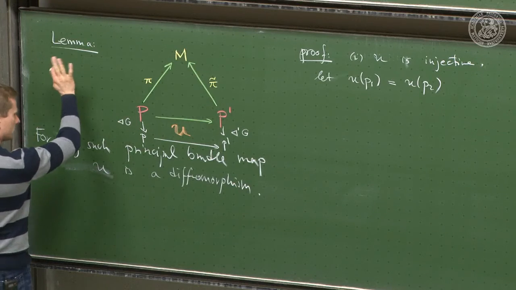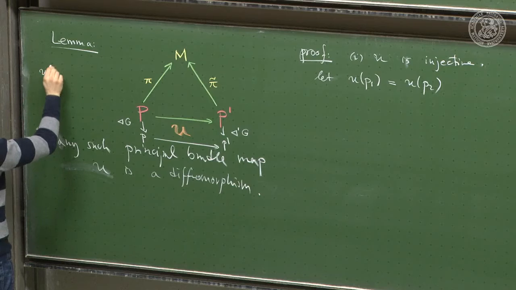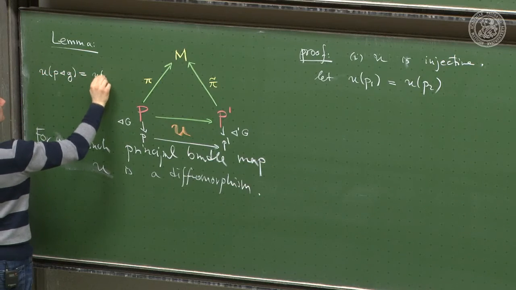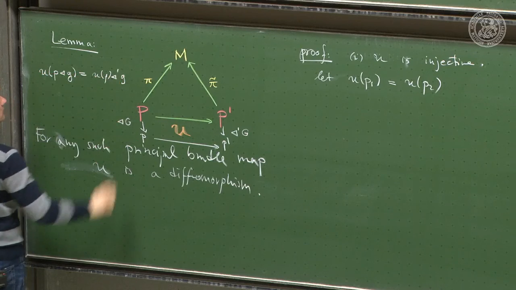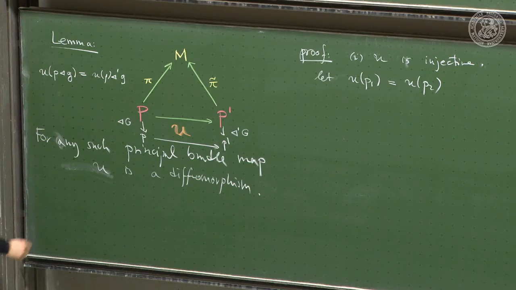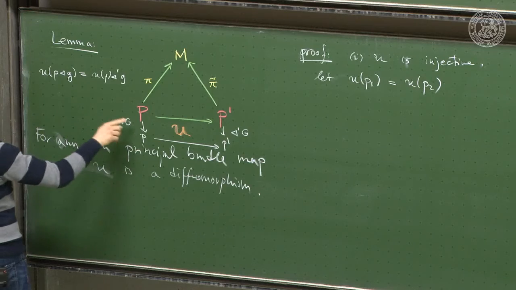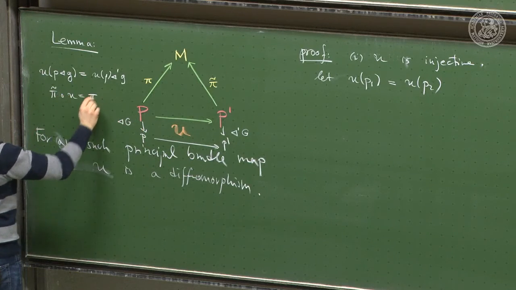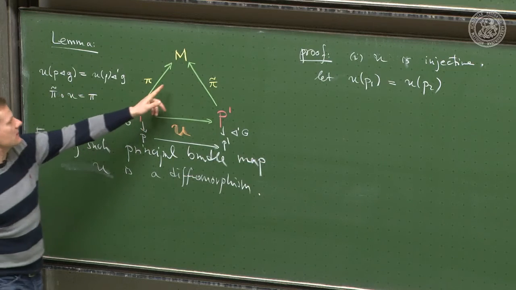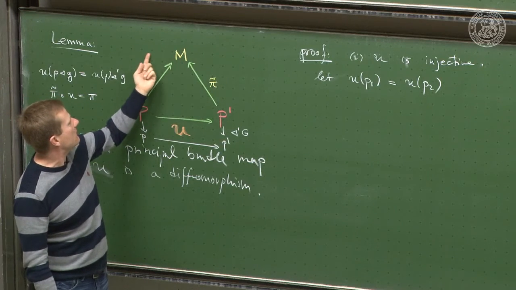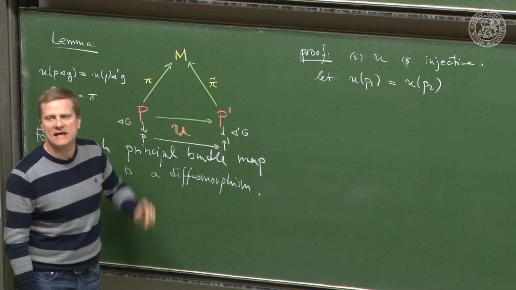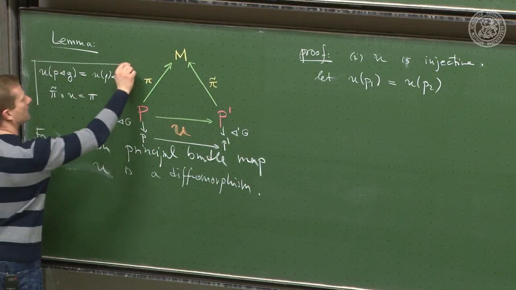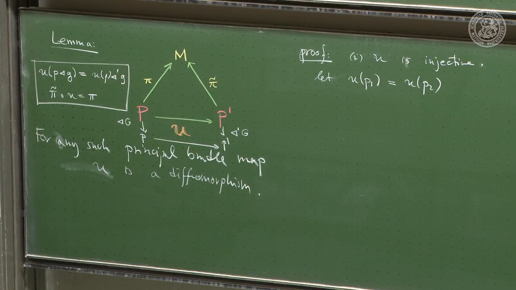Let's just recapitulate what we have. We have U of PG must be the same as U of P with G acting, but with the primed action. That's one thing. And the other thing is that pi twiddle after U is pi. It looks like there's an F missing, but if you have a map from M to M, this means this map from M to M is the identity. We go to the same point. This is supposed to commute. So we have these two properties by assumption.